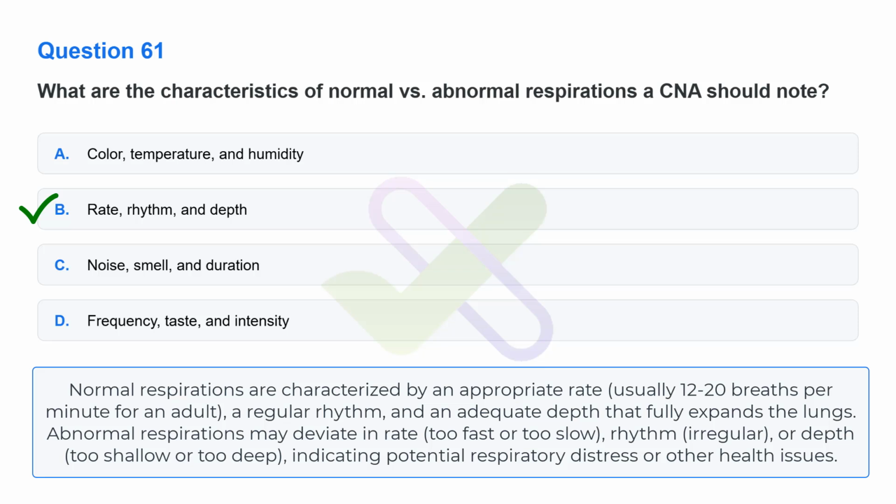The correct answer is B. Rate, rhythm, and depth. Normal respirations are characterized by an appropriate rate, usually 12 to 20 breaths per minute for an adult, a regular rhythm, and an adequate depth that fully expands the lungs. Abnormal respirations may deviate in rate, too fast or too slow, rhythm, irregular, or depth, too shallow or too deep, indicating potential respiratory distress or other health issues.